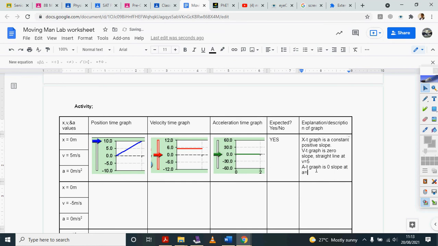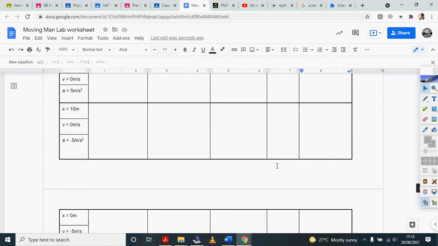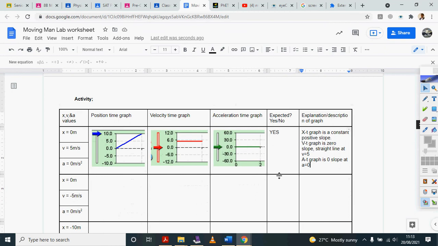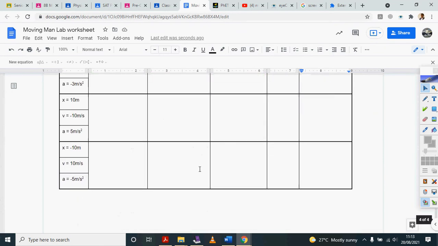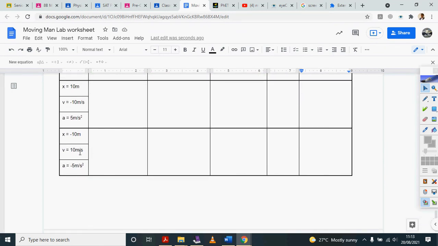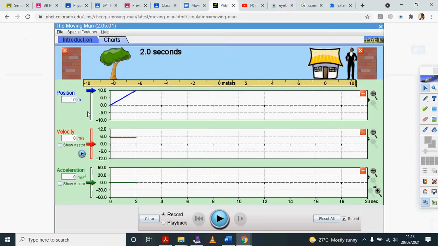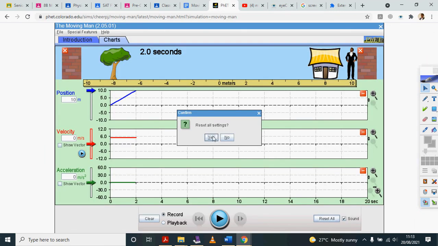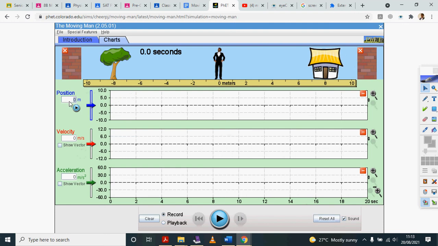So this is how I want you to do this lab, and there's quite a bit more for you to do, so I know you will have fun doing it. For some of them, let me look at the very last one. X is -10, V is 10, and A is -5. So go fill that in. X is -10, we type that. V is +10, and A is, was it -5? Yeah, -5.